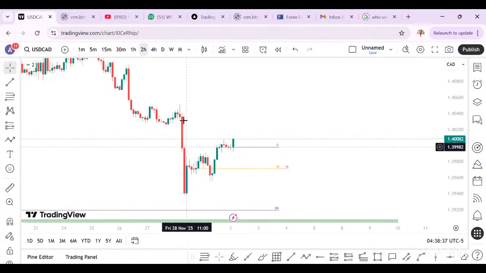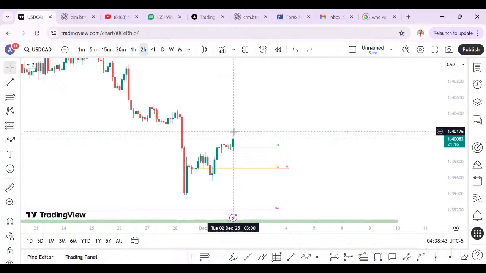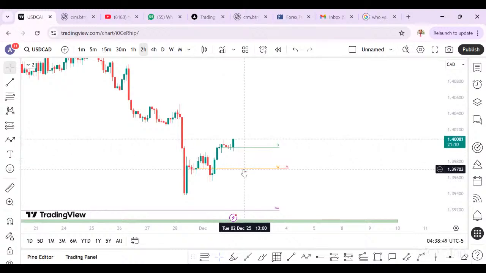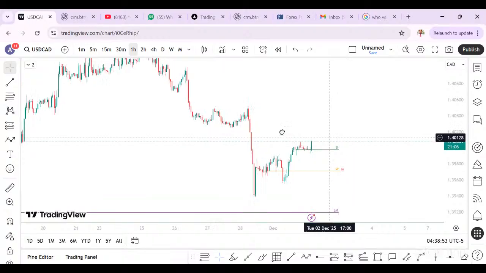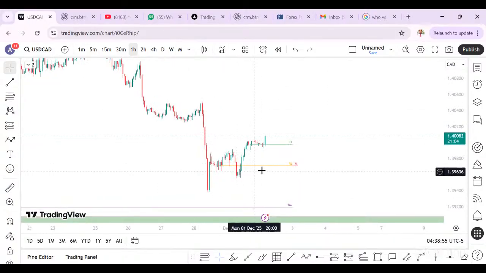This area here will reject price again. So we can't just jump in and enter now. But this pair is good to buy. Maybe if it comes back to this low again. Let's go to the 1 hour. They're giving us displacement on the daily.